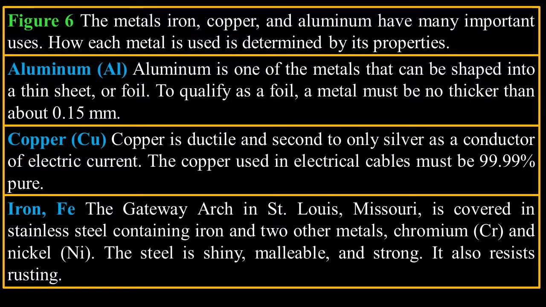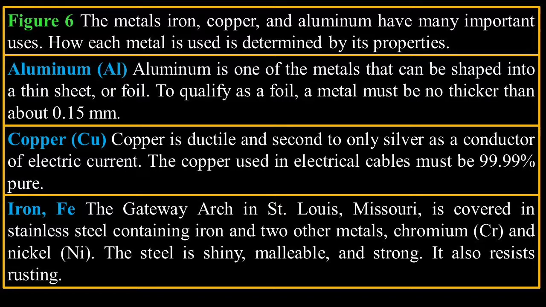Figure 6. The metals iron, copper, and aluminum have many important uses. How each metal is used is determined by its properties. Aluminum, Al. Aluminum is one of the metals that can be shaped into a thin sheet or foil. To qualify as a foil, a metal must be no thicker than approximately 0.15 millimeters. Copper, Cu. Copper is ductile and second only to silver as a conductor of electric current. The copper used in electric cables must be 99.99% pure.